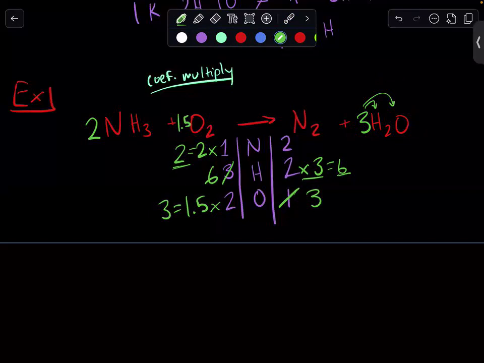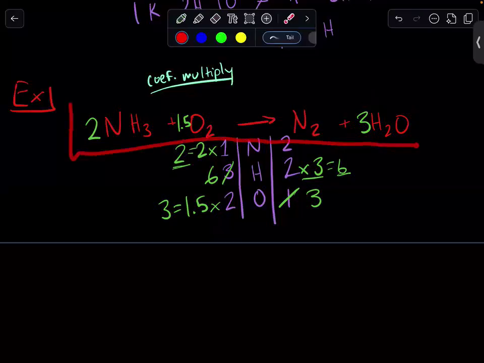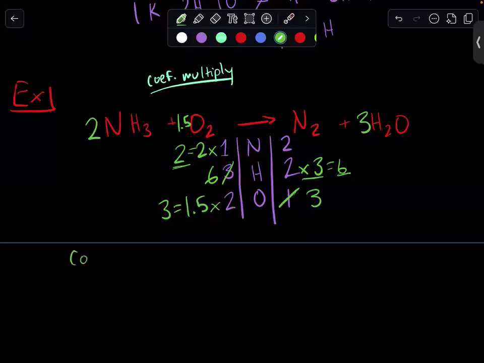This is now technically a balanced chemical equation. 2NH3 plus 1.5 O2 reacts to form N2 plus 3H2O. The only thing is coefficients tend to be whole numbers.